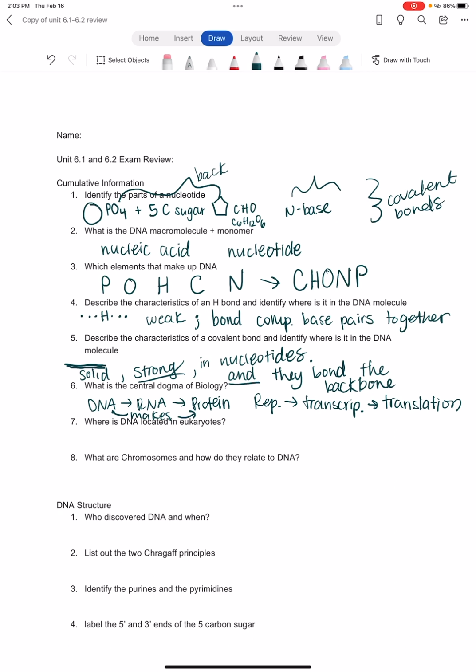So where is DNA located in eukaryotes? Nucleus, so that's kind of the brain of the cell, right? What are chromosomes and how do they relate to DNA? So chromosomes are made of DNA. So we put all of our DNA together, condense it up, and then we can make a chromosome. So chromosomes are larger than DNA if you were trying to put it into context.